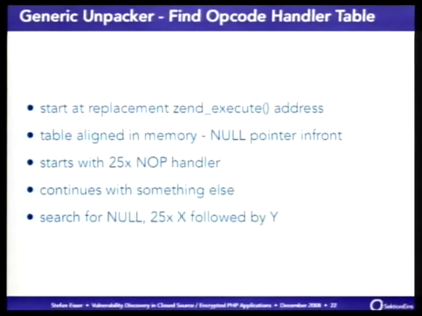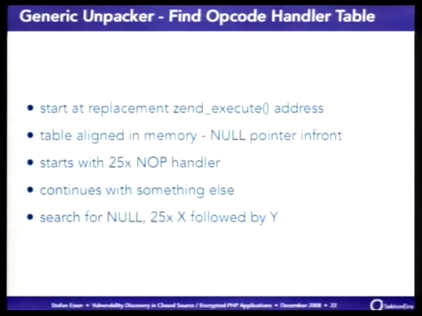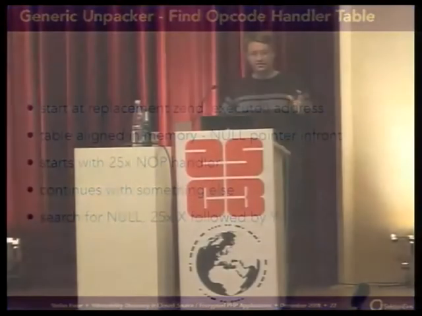So how do I find the opcode table? It's very simple. First, I start at the address of the replacement zend_execute function, because I know this is an address within the code segment of the optimizer or the encrypted loader. I also know that the data segment is loaded directly after the code segment with these dynamic libraries, so I can just start scanning from the code pointer downward in memory, or upward, depending on how you like it. Then I search for this structure in memory. Finding the structure is very simple, because I know it's aligned in memory. That means the bytes before will always be null. So I search for a single null pointer and then for something else.